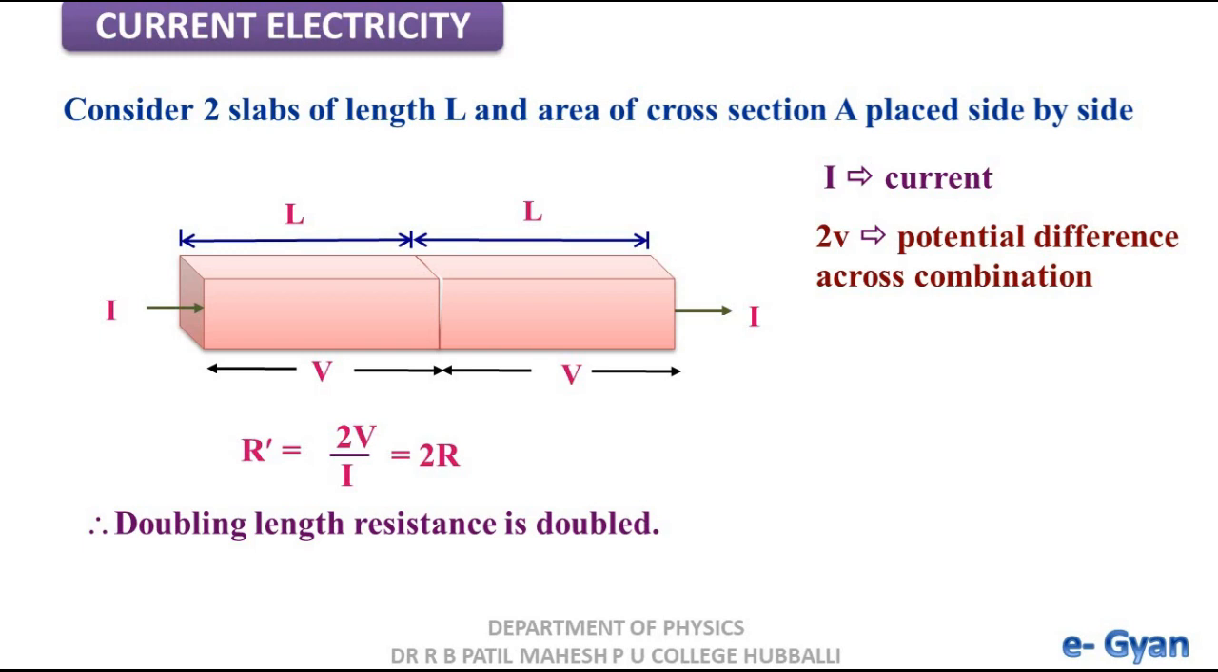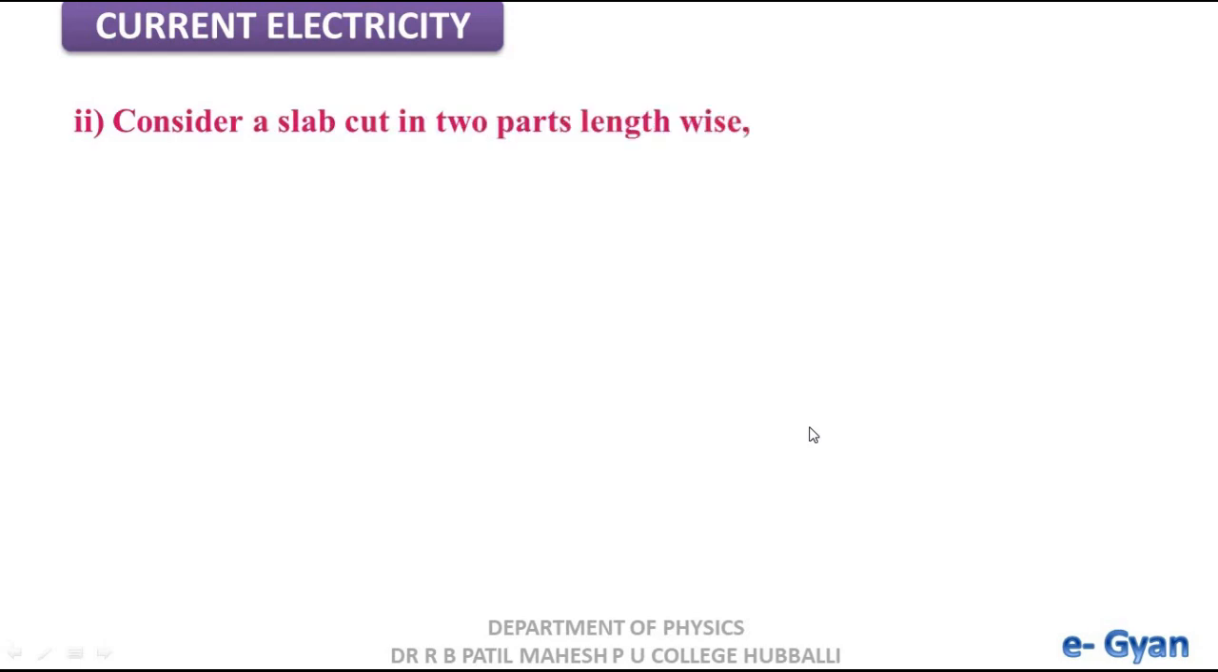By this, we can conclude that resistance is directly proportional to the length of the conductor. If length increases, resistance also increases. How are they related? They are directly proportional to each other. Let this be equation 1. Next, consider a slab cut in two parts along lengthwise.